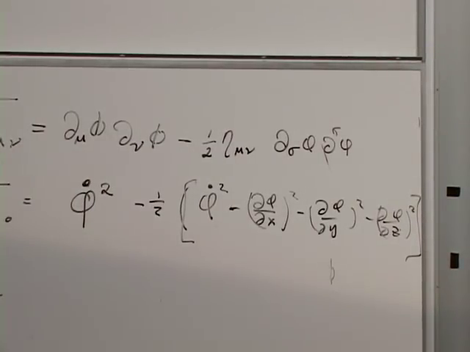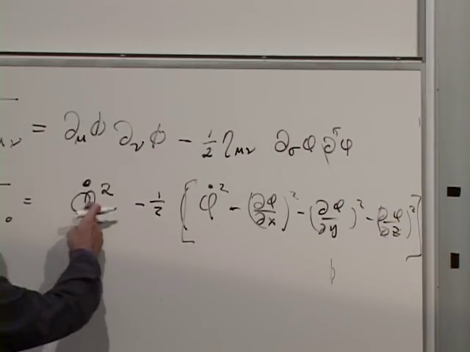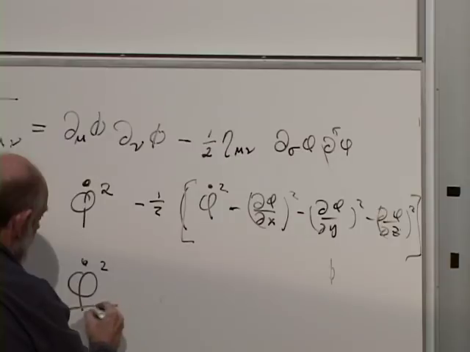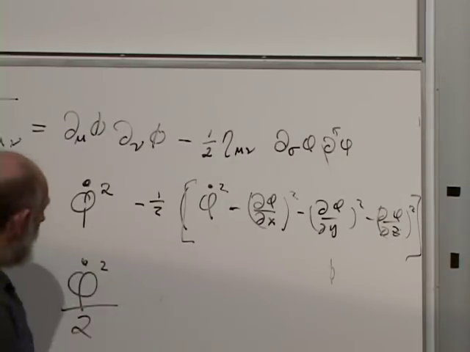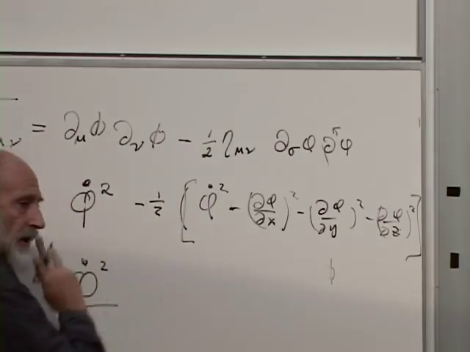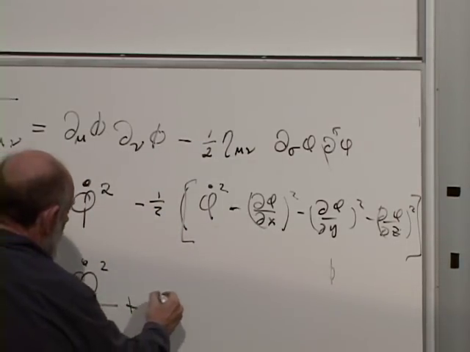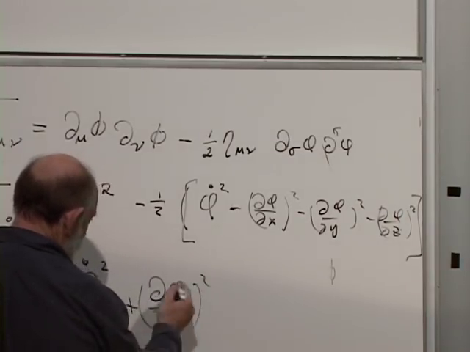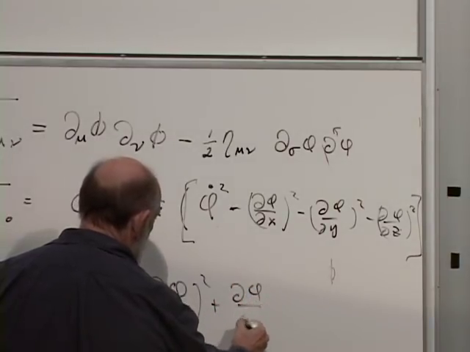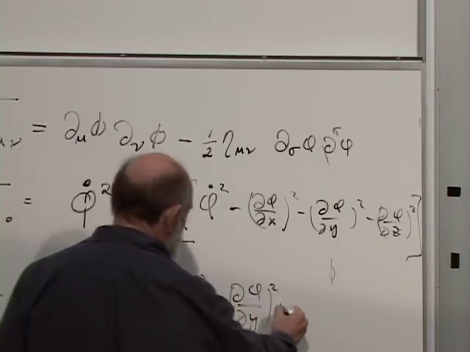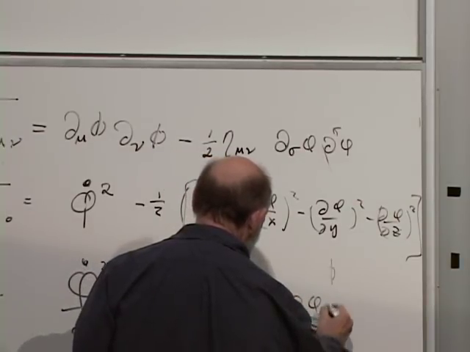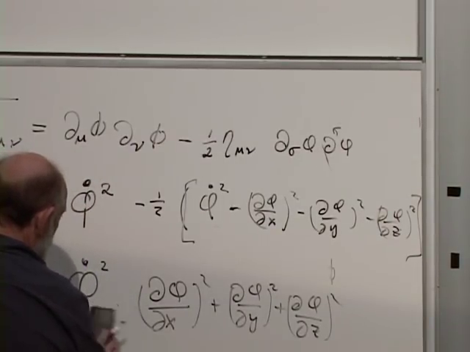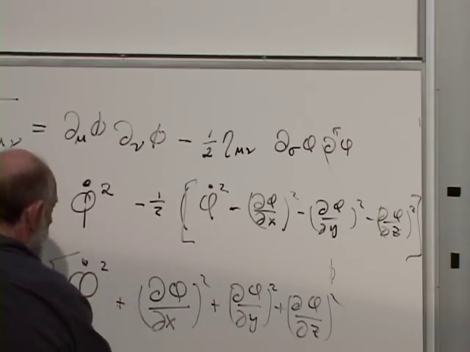What do we get all together? We get phi dot squared minus a half phi dot squared. That's phi dot squared over 2. And then the minuses here and the minus here cancel each other, and we get plus the derivative of phi with respect to x squared plus the derivative of phi with respect to y squared plus the derivative of phi with respect to z squared, and I think I left out a factor of a half multiplying each one of these. All times 1/2.